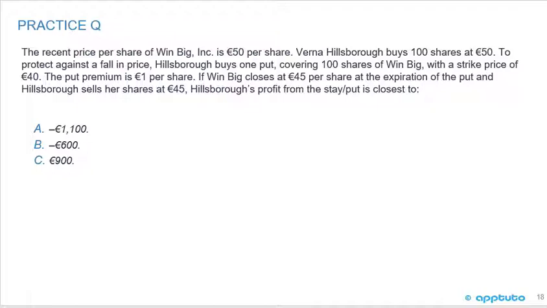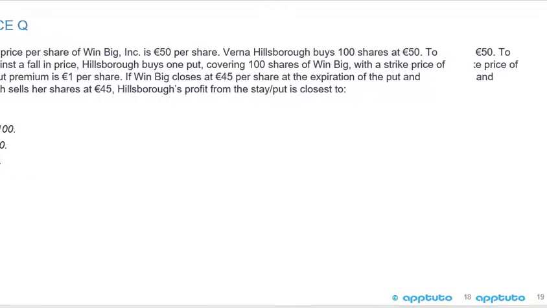If Winbig closes at 45 euros per share at expiration of the put, and Hillsborough sells her shares at 45 euros, Hillsborough's profit from the stay put is closest to A, negative 1,100 euros, B, negative 600 euros, or C, positive profit of 900 euros.